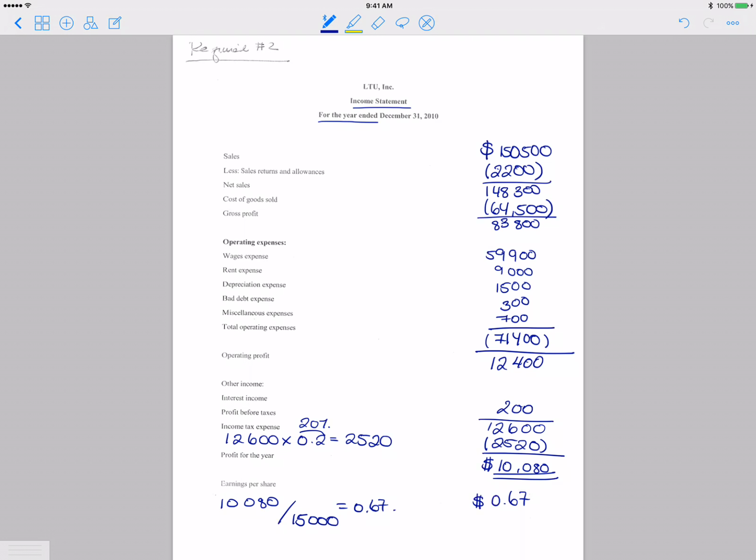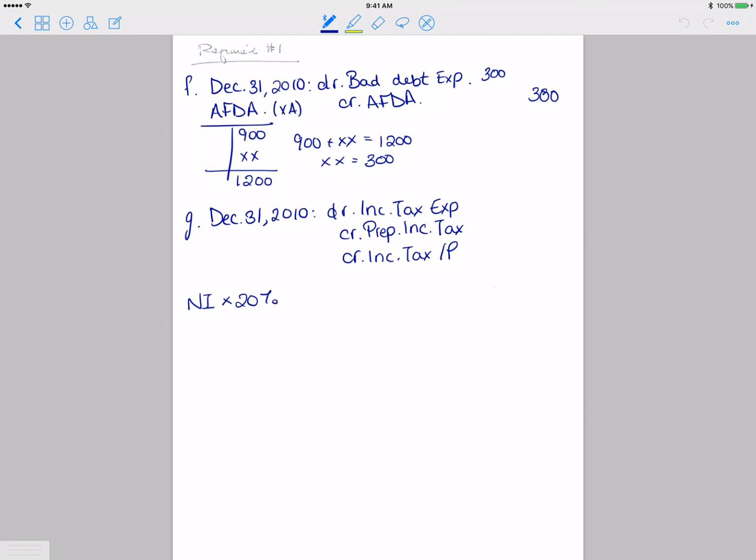It's important to double underline this total to show that this is our profit for the end of the year. And now what we can do is simply go back into our adjusting entries that we did before for question 1 and complete our income tax expense. We now know that our income tax expense was $2,520. We do know that our prepaids were at $520.